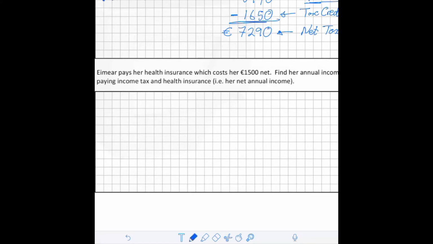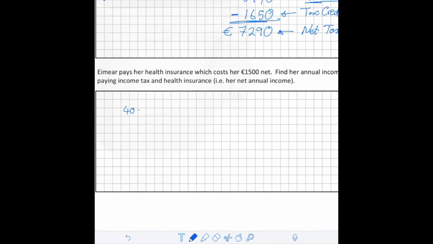Okay, so she did earn 40,000. She's going to have to pay 7,290, so therefore we take 7,290 away. And she's also going to have to pay 1,500. So we can do that sum in our calculator. 40,123 minus 7,290 minus 1,500 equals 31,210. So that's the amount of money she gets to keep.